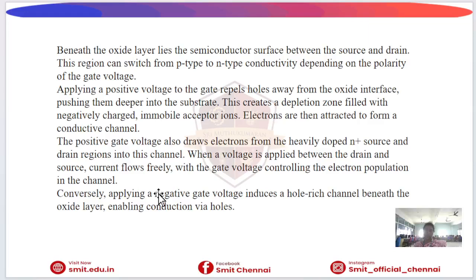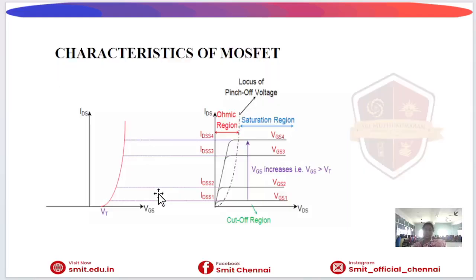Then what is the negative gate voltage? When a negative gate voltage is applied, the holes accumulate beneath the oxide layer. So the hole channel forms, and the current conduction occurs through the holes. The positive gate voltage favors N-channel conduction, and the negative gate voltage favors P-channel conduction.